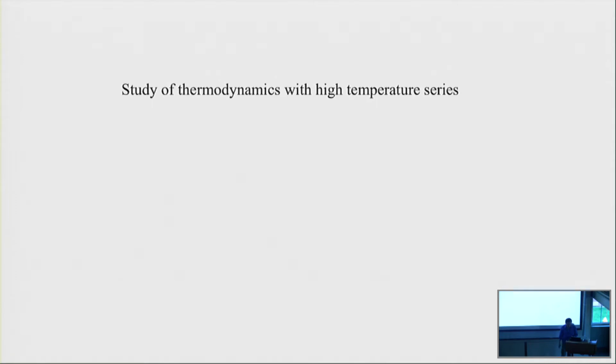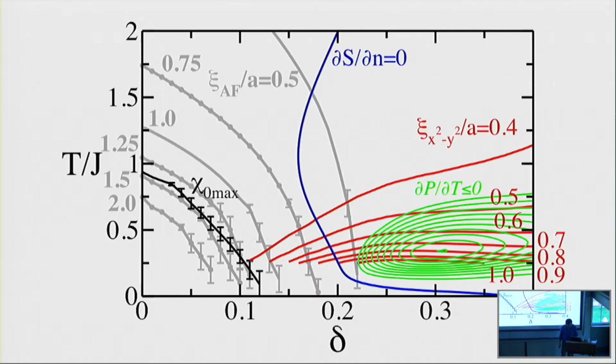The following is done by my colleague, Bill Pudiker, who is an expert in high temperature series expansion. These are the results from high temperature series expansion up to 12 orders, and it's a longer series in the t-J model. He told me that the calculation in the Hubbard model is much more difficult, but he's pursuing it. I just want to point out one thing.